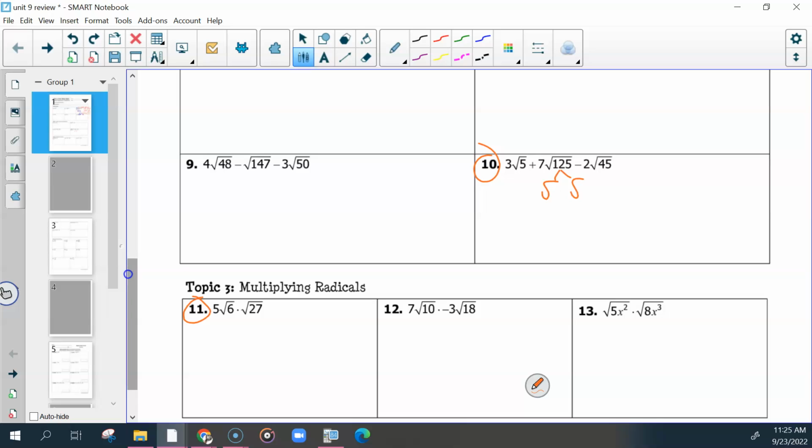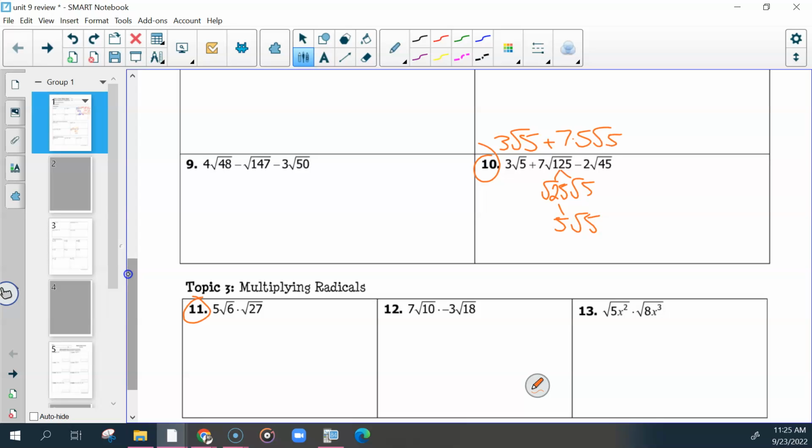Think about your perfect squares. What is the highest perfect square we can divide 125 by? 25 and 5. Square root of 25 is 5. So I'm going to rewrite this one. This would just get brought down. 3 times the square root of 5 plus the 7 that was already there times the 5 we brought out and the square root of 5.